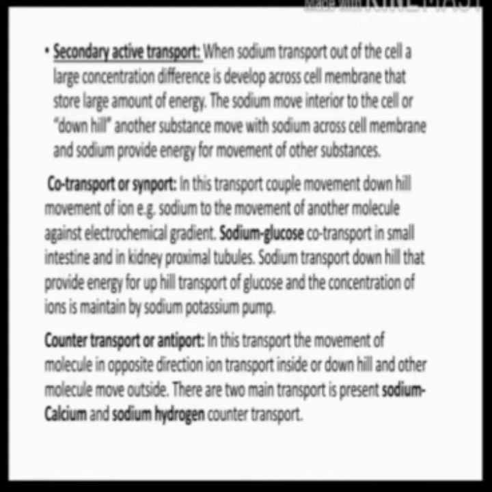Another transport is secondary active transport. We discussed previously in primary active transport the movement of sodium outside and potassium inside. 3 sodium move outside and 2 potassium move inside, maintaining high sodium concentration outside and high potassium concentration inside. When sodium is stored in large amounts outside the cell, it stores a large amount of energy, and this energy is higher than the ATP or primary active transport energy.